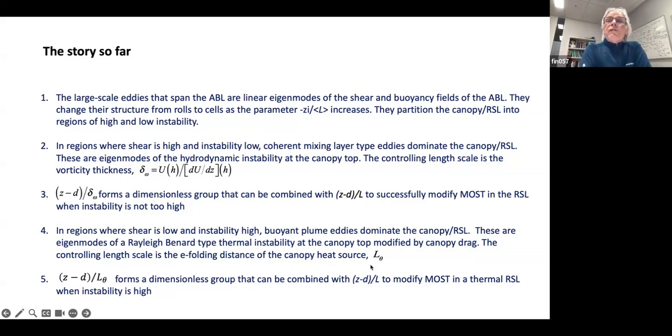Now, an interesting point is that both of these instabilities are instabilities of the wind and temperature field, so they're effectively mutually exclusive. There's a little bit of overlap, because if you get buoyant plumes and you start to crank up the shear, you first of all bend over the plumes, and then you get a transition. Or if you have mixing layer eddies, and then you start to increase the buoyancy, you eventually destroy the shear that the mixing layer eddies are depending on. So there's kind of a blurry region in between, but basically the transition between the two is quite sharp.